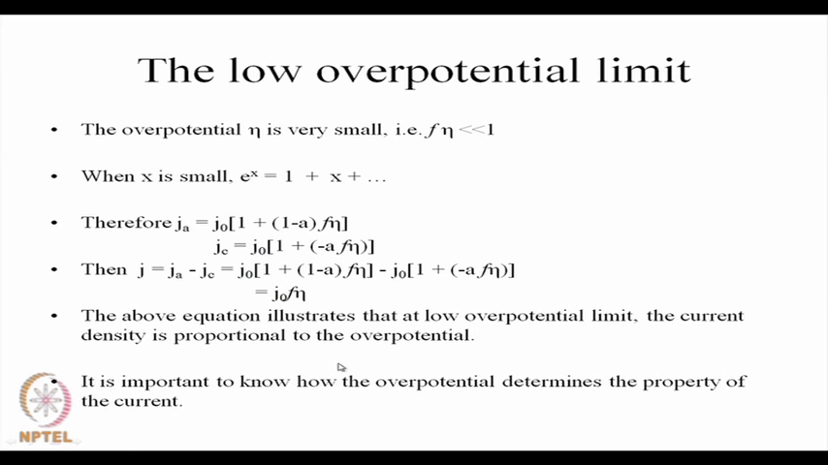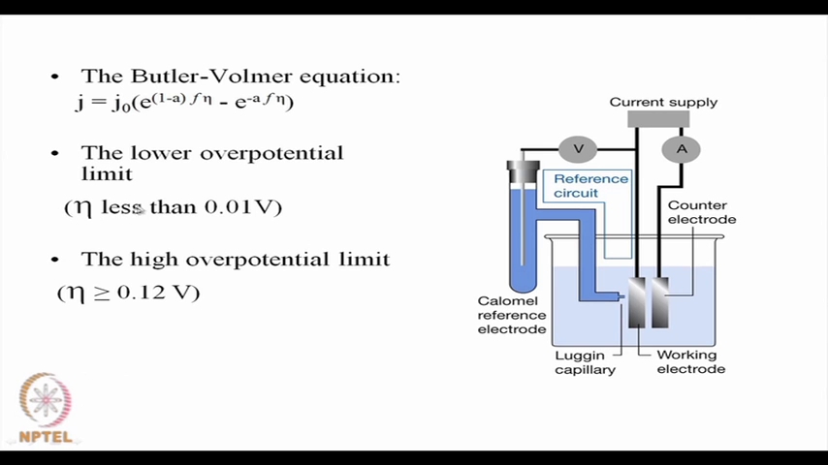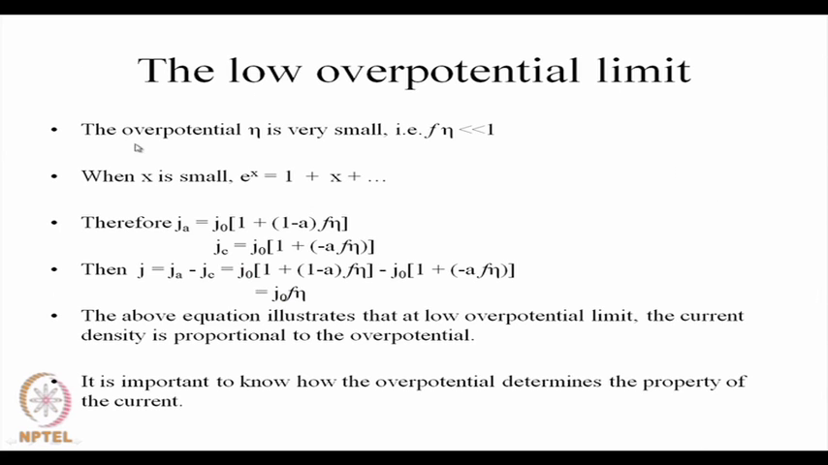Now, let us think of the lower overpotential limit. What is that? Eta is less than 0.01 volt. That is, eta is very small. So, F into eta is very much less than 1. So, you can express e to the x as 1 plus x. Therefore, you just put this over here. So, Ja will become like this, and Jc will become like this.